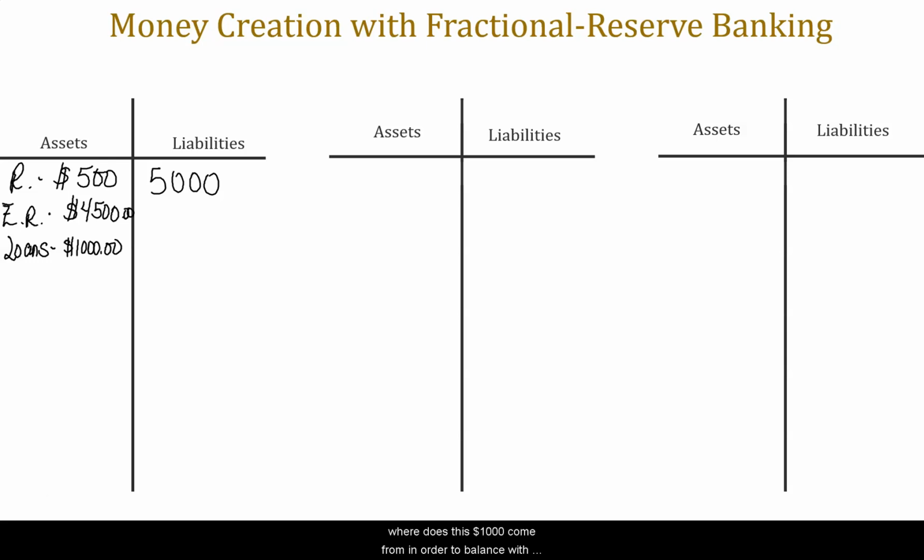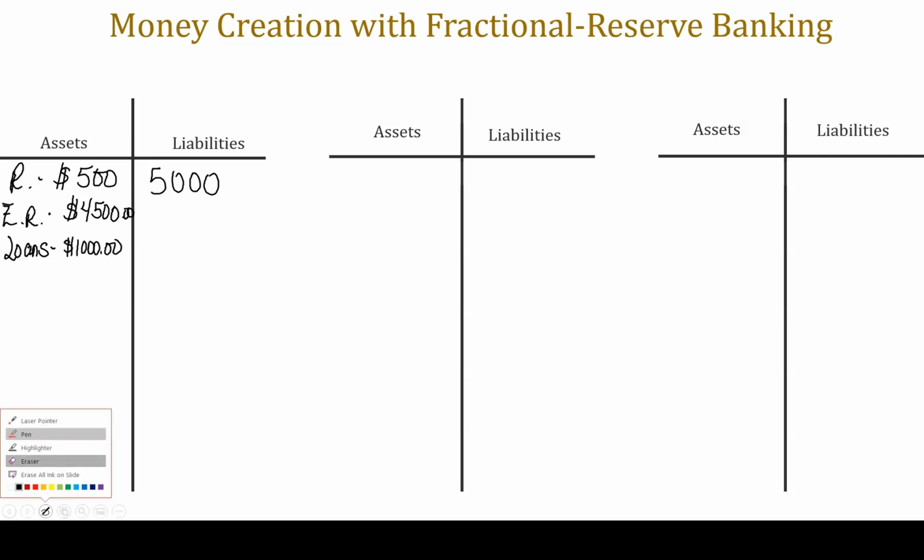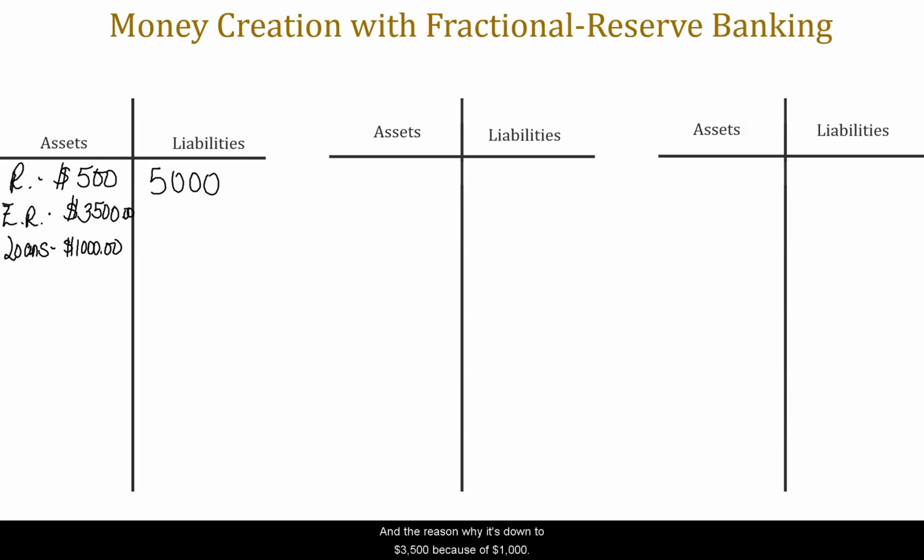Therefore, the required reserve still stays at $500. So, where does this $1,000 come from in order to balance with the $5,000 under liabilities? It must come from excess reserve. So, excess reserve is going to decrease by $1,000. And now, excess reserves is going to be $3,500. The reason it's down to $3,500 is because $1,000 was pulled to give Abby a loan.